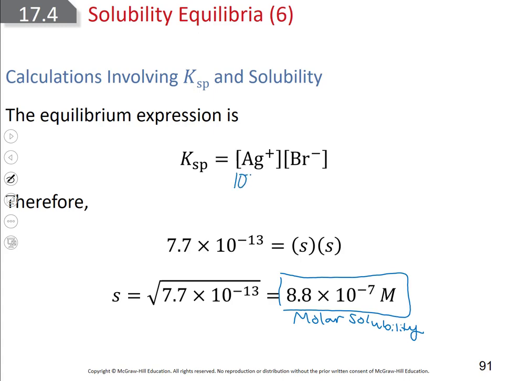Silver has a mass of 107.9 grams per mole. And bromine has a mass of 79.90 grams per mole. There's only one of each, so we just add them up, and that gives us 187.8 grams per mole is the molar mass.